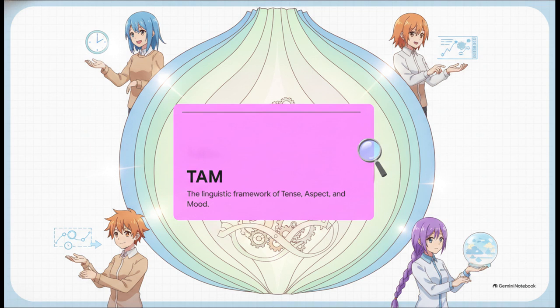To understand how this works, we really need to peel back the onion and look at the absolute building blocks of verbs. This is a framework known as TAM, which stands for tense, aspect, and mood. It's the underlying framework that truly governs how we express time, duration, and reality, and once you see it, the whole shebang starts making perfect sense.